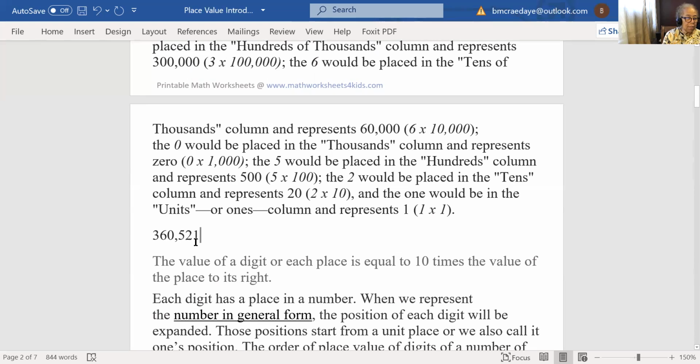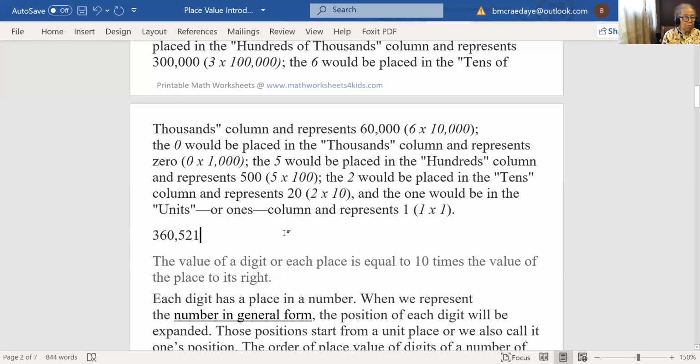Now, when we look at these digits, the 2 here is equal to 10 times the value of the place to the right. At the right of the 2 is a 1. So that 2 is really 10 times the value of the place to the right. Just like the 5 is 10 times the value of the 2 to its right, because we have tens, hundreds, and what times 10 gives 100? 10 times 10.